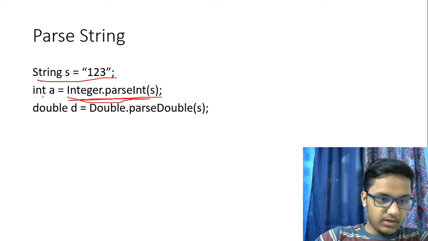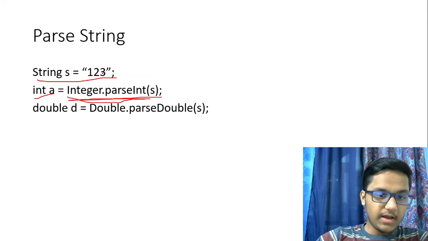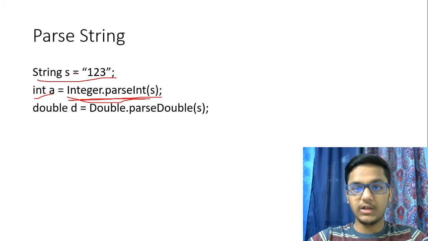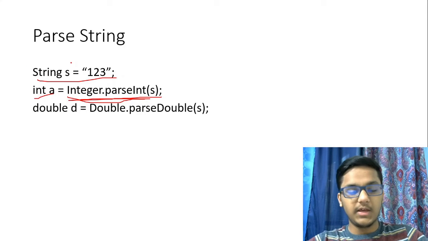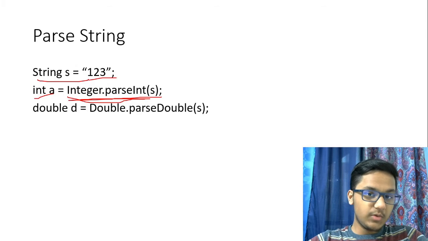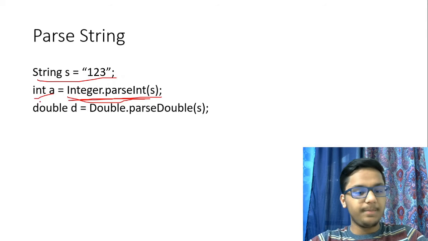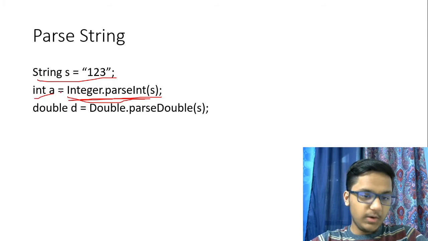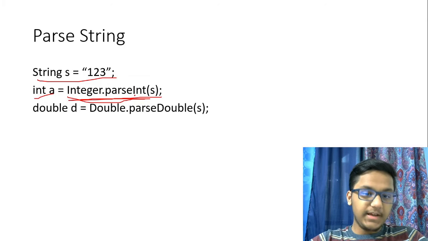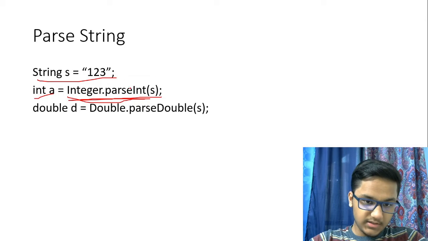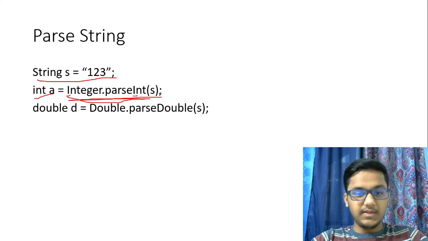So the value of string s is 1 2 3 in string form. So I can convert this to an integer, right? Because it's an integer value. So to convert this to an integer, I do int a, wherever I want to store it. Integer.parseInt, notice the capitalization, this I and this I is capital, and then s in the bracket.